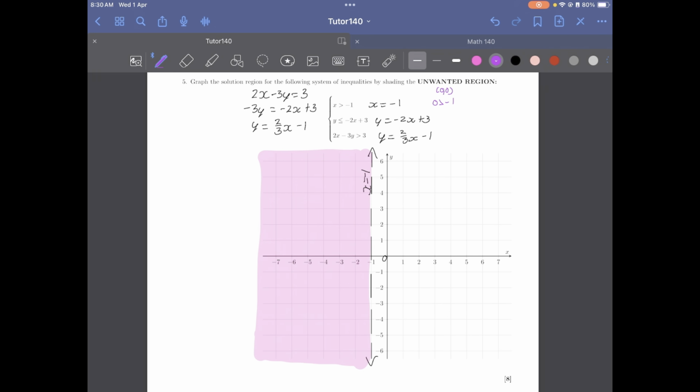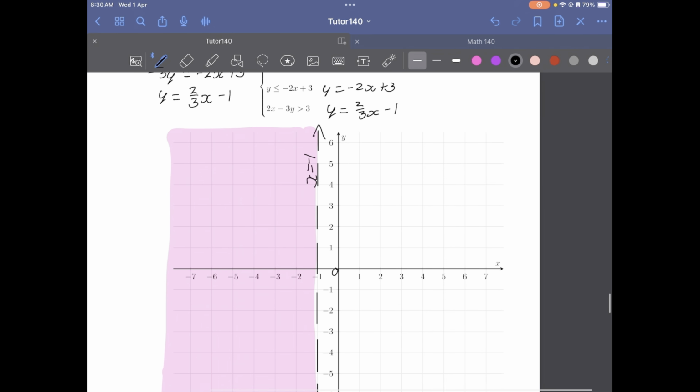Plot the next point. So we have 3, and our slope is -2. So we're going to go down 2 and then over once. So 1, 2, and then over once.